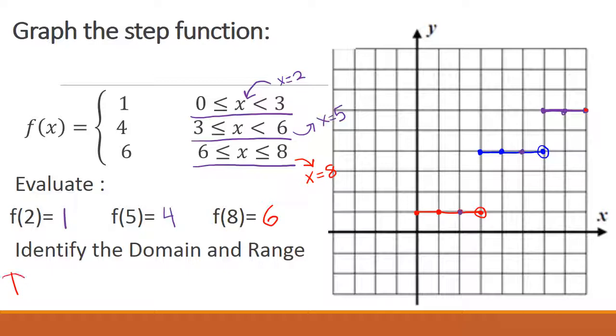Now, if we want to identify the domain, looking at the x-axis from left to right, we can see that we're including every single x between 0 and 8, including 0 and 8. And for the range, if we look at the y-axis going from the bottom to the top, we can see that we're including a few y values, which are 1, 4, and 6. That's why we're listing these few values in braces.